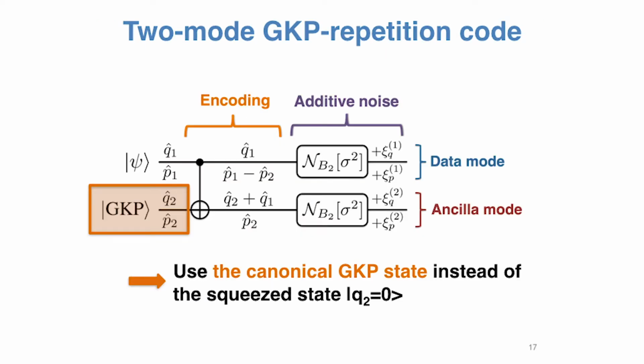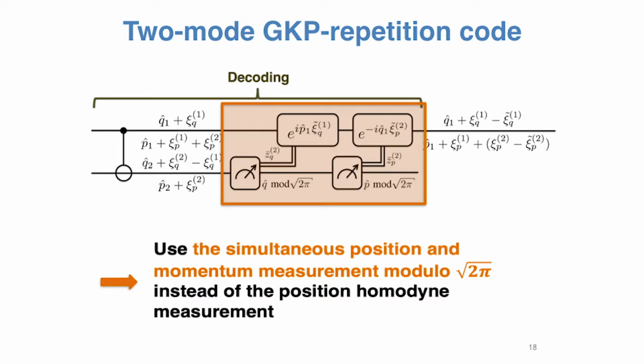So here's my fix. Instead of having a position eigenstate in the ancillary mode, I replace that by a GKP state whose position and momentum are 0 modulo square root 2 pi. So that's my first fix. And then later in the decoding procedure, instead of just using position homodyne measurement, I replace that by simultaneous position and momentum measurements. So that way, I take care of both position and momentum.